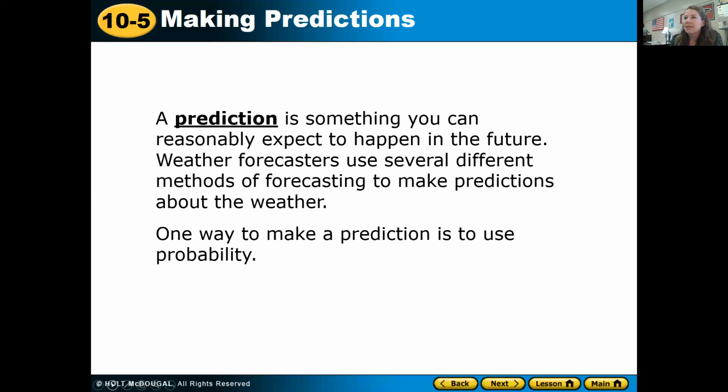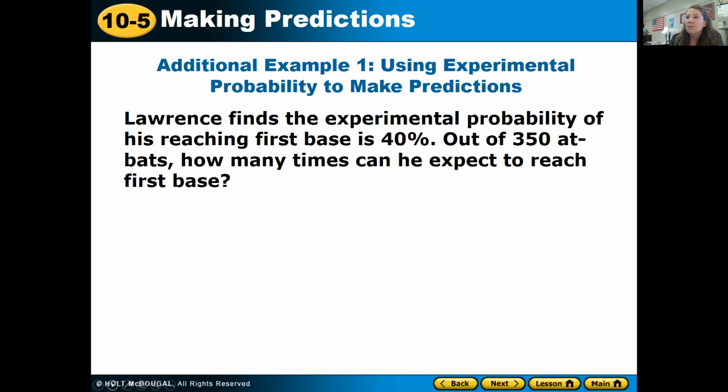So a prediction is something that you can reasonably expect to happen in the future. Weather forecasters use several different methods of forecasting to make predictions about the weather. One way to make a prediction is to use probability. Based on Lawrence's experimental probability, what he has personally experienced, he reaches first base 40% of the time. Well, if he's at bat 350 times, how many times can he expect to reach first base?